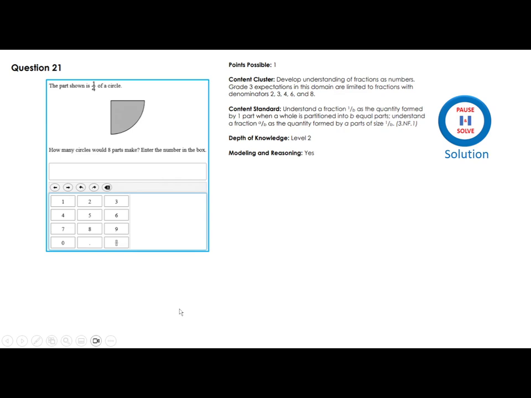This is an interesting question. The part shown is 1/4 of a circle. How many circles would 8 parts make? 8 parts. So I have 8 of those. How many circles can I make?